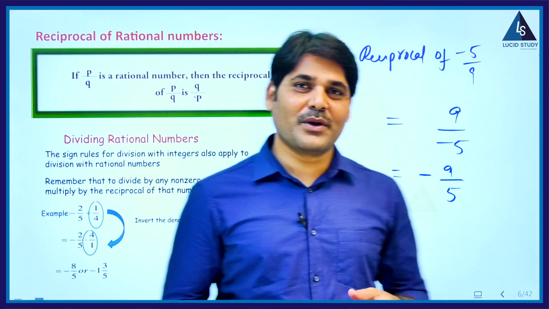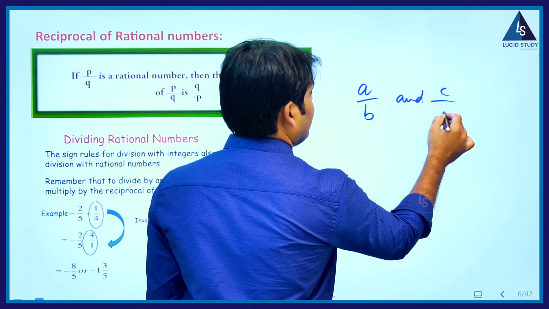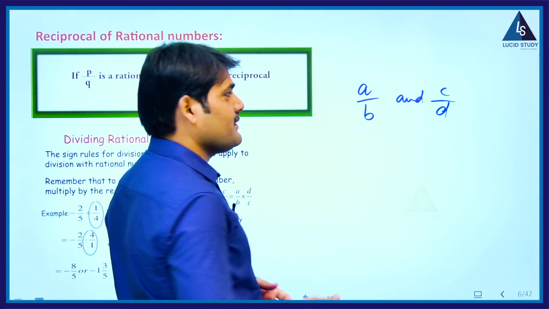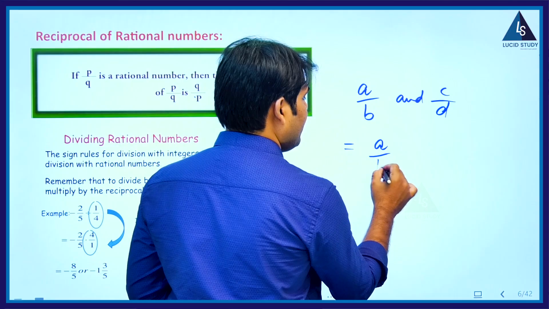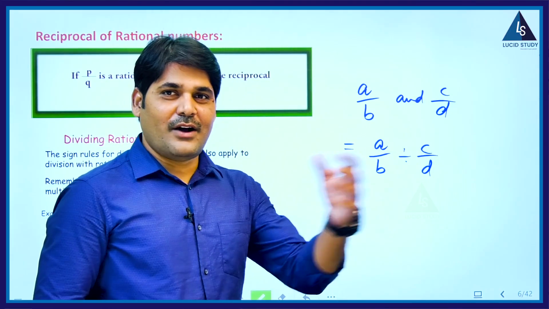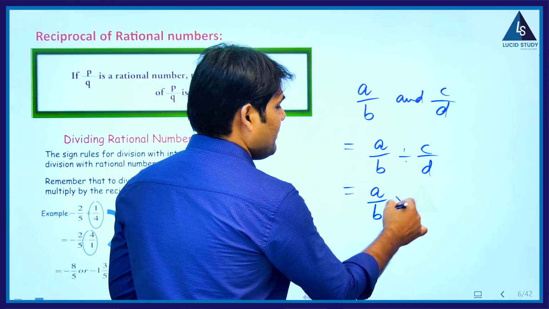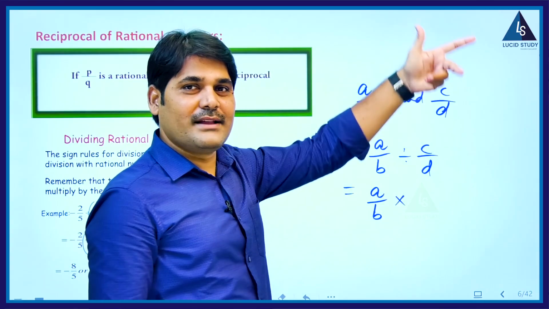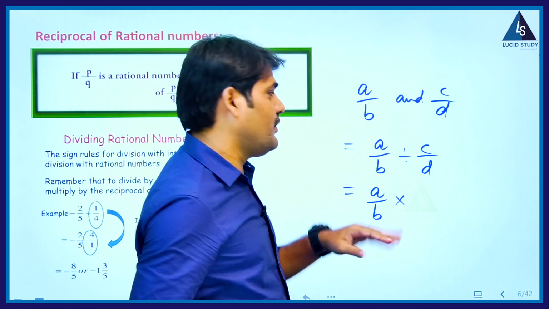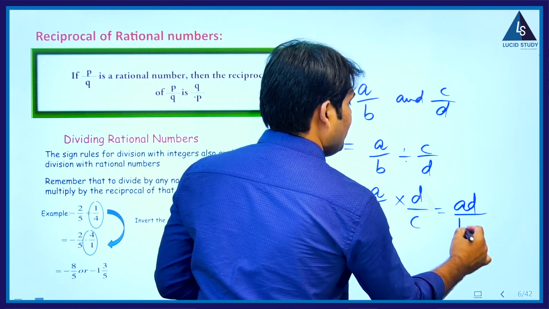For better understanding, see here I have taken two rational numbers a by b and c by d. I want to divide these two rational numbers. So how can I divide? Very easy. I want to divide a by b divided by c by d. Now see how I will change. This division will change into multiplication by taking the reciprocal of the second fraction. If you take the reciprocal, it will be d by c. So your answer will be ad by bc.